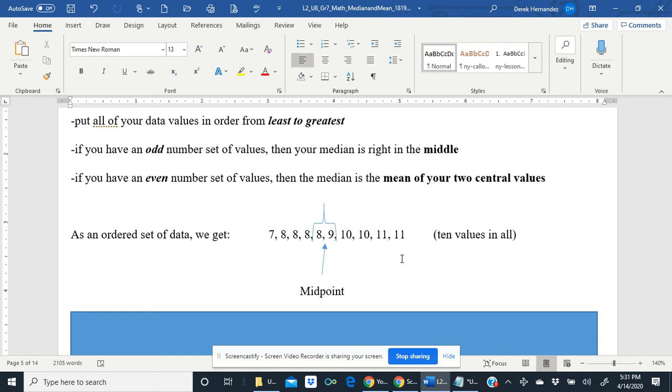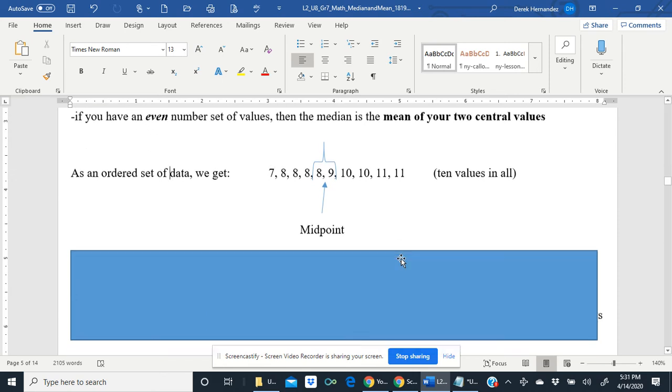Now look at where the midpoint is pointing. It's pointing between 8 and 9. The question that I have for you is, what's the midpoint? Let's check it out.